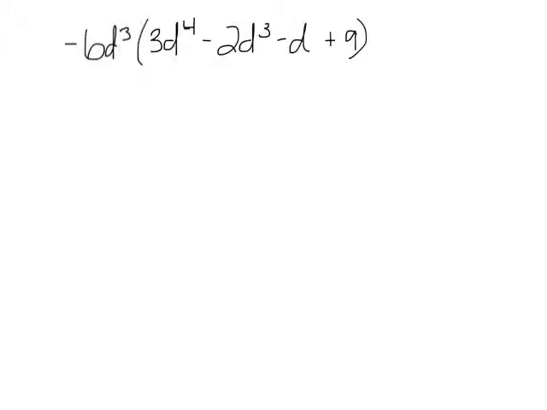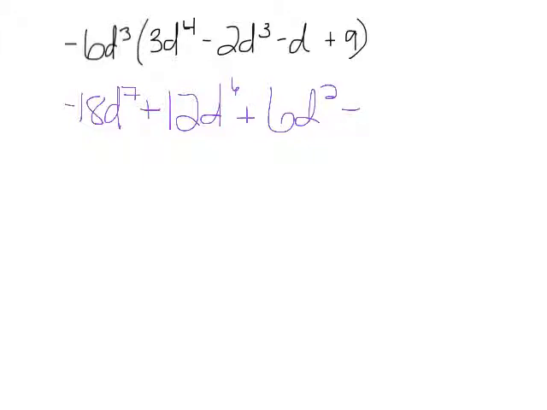Go ahead and pause the video and try this one on your own. So my first term, I'm going to get a negative 18d to the seventh plus 12d to the sixth power plus 6d to the fourth, because I'm going to add my exponents, so 3 plus 1 is 4, minus 54d to the third power.